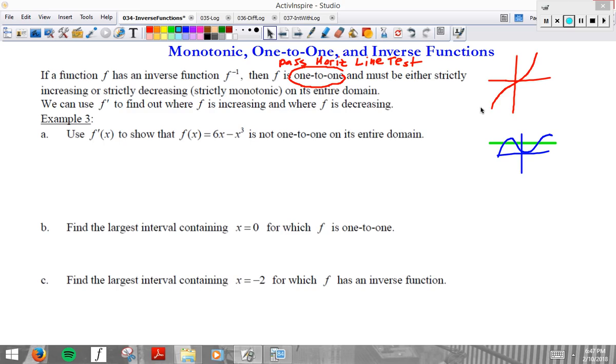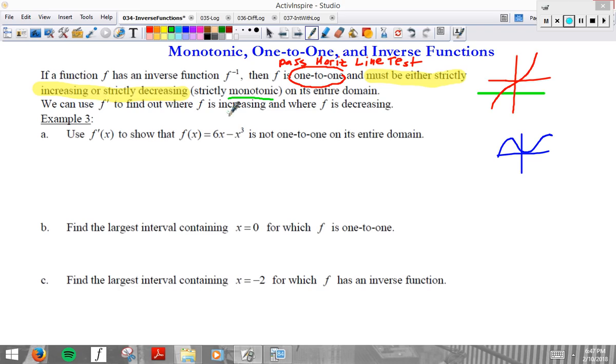And based on this example, if you pass the horizontal line test, if any horizontal line hits you only once, you must be either strictly increasing or strictly decreasing. And that's what monotonic means. It means strictly increasing or strictly decreasing.